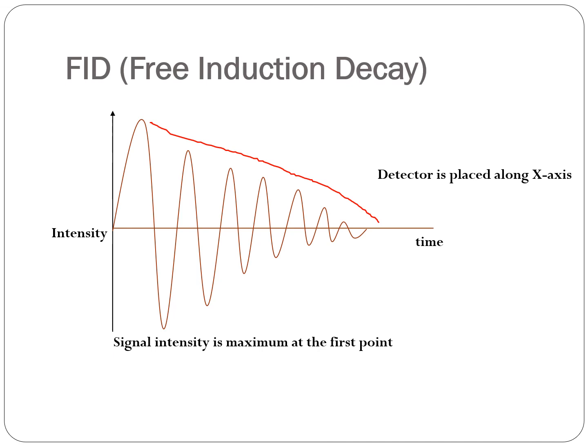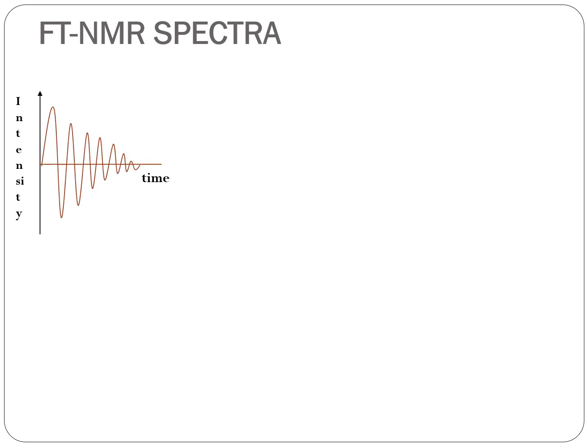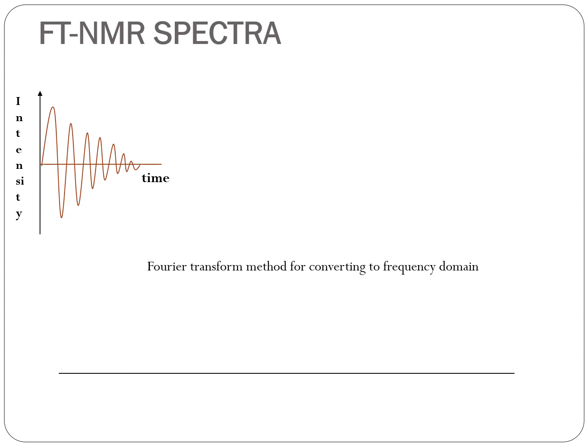But what is the problem with this one? This is a graph of intensity versus time. We don't want the graph of time. We need peaks. Therefore, there is a program called as Fourier transform, which converts this time interval into the frequency. So this is converted into frequency.